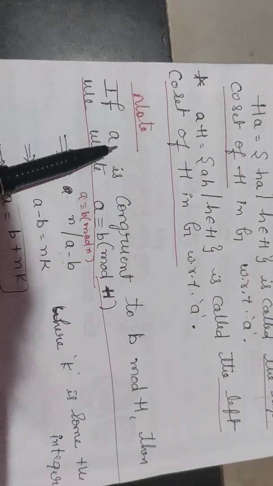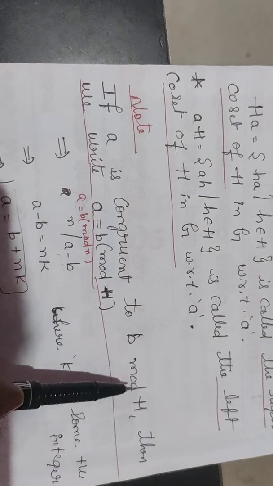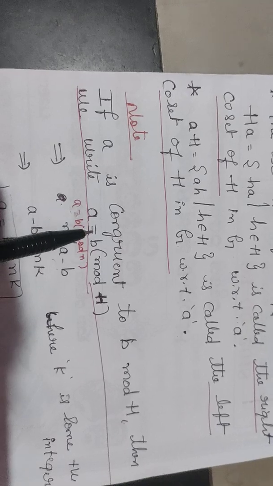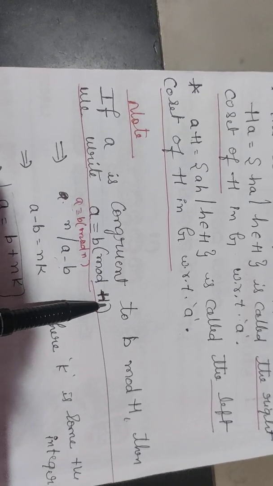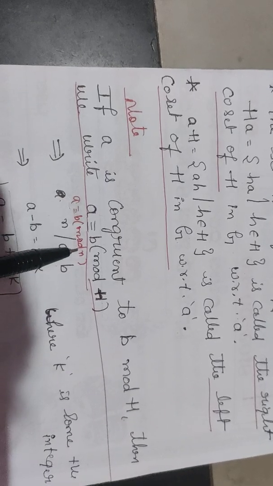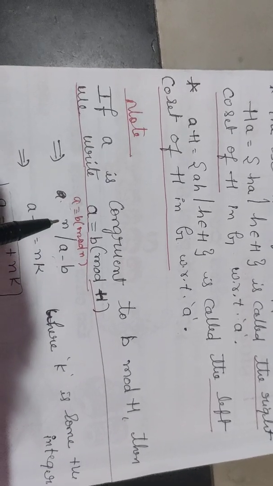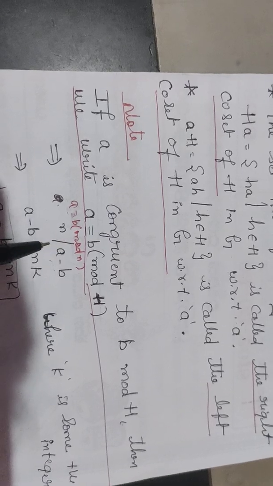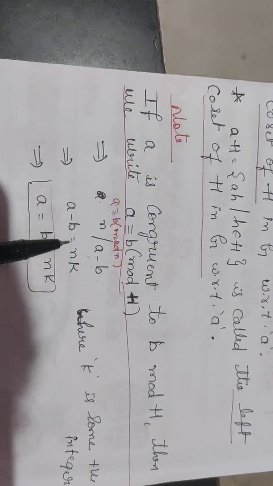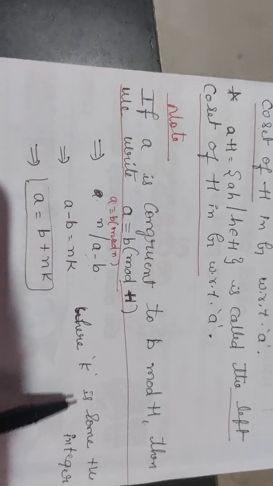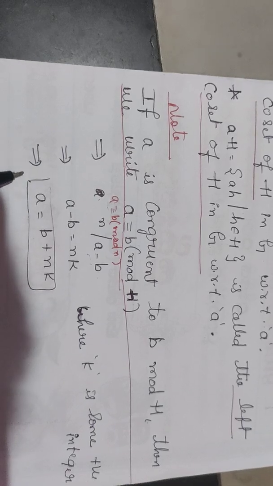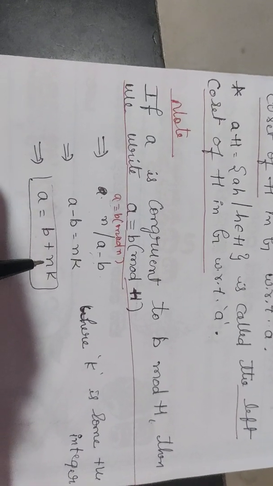Note, if a is congruent to b mod H, then it can be written as a is congruent to b mod H. And we know that if a is congruent to b mod n, this can be written as n divides a minus b. So this implies a minus b is equal to nk, where k is some integer. So again this implies a is equal to b plus nk.